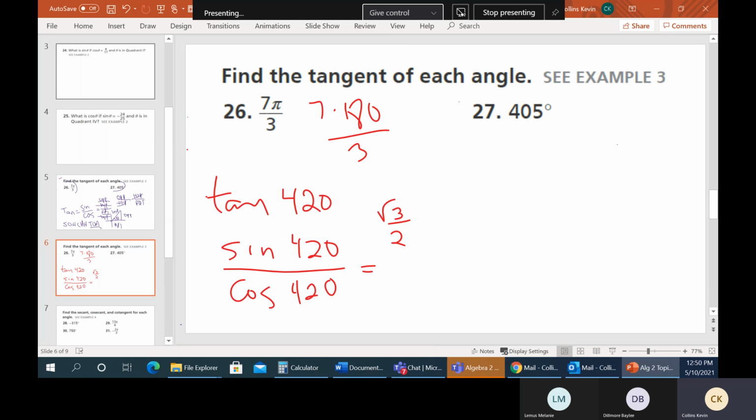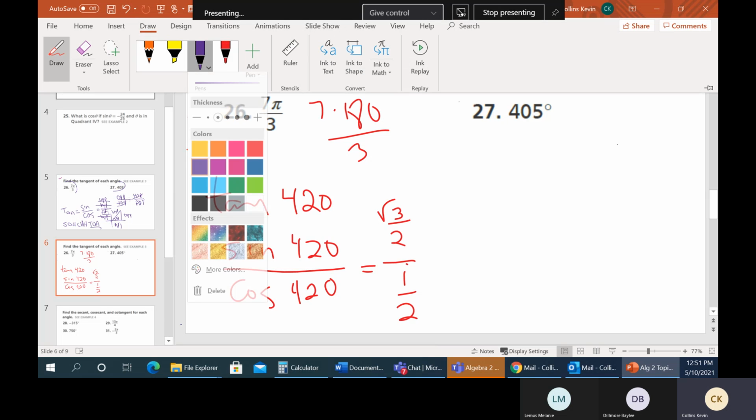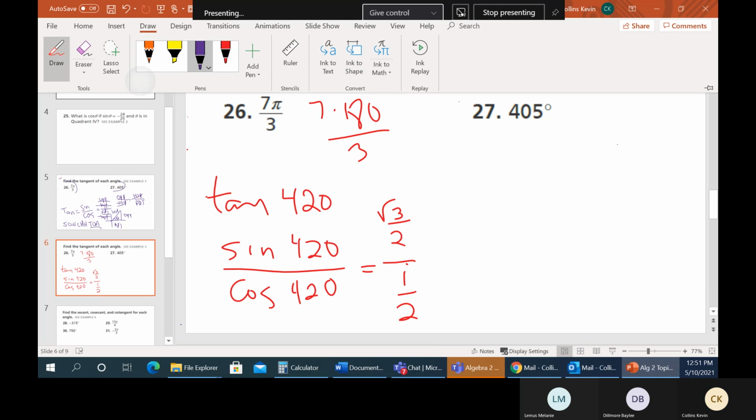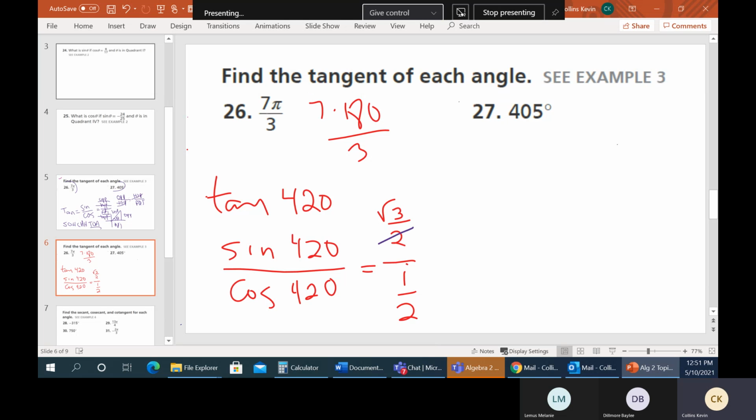And that's 0.5. Okay. So 0.5 is 1/2. Now remember our useful little hack I mentioned: when we get one over the other and the bottom numbers are the same, we can cross those off. So now all I've got is the square root of 3 over 1, which is just the square root of 3. Okay. So the tangent of 420 equals the square root of 3.